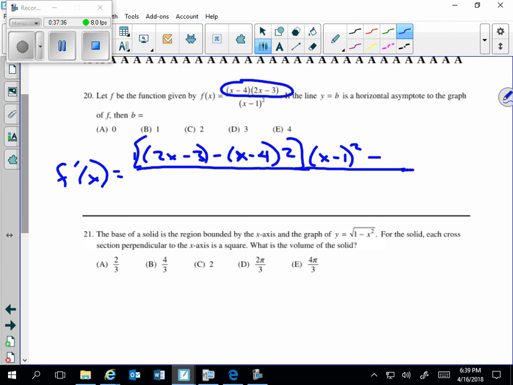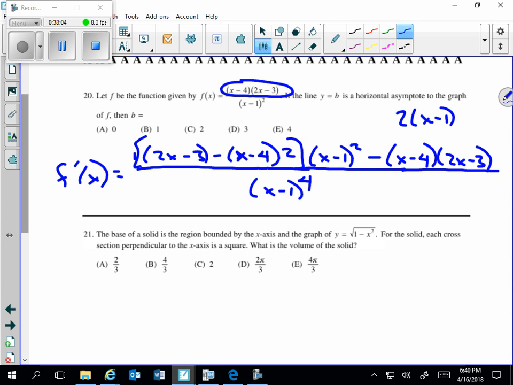Oh, this isn't any better. Minus the top. Holy cow. Times the derivative of the bottom. All over the bottom squared. Wow, they're not very nice. Holy cow. All right, let's work it out. So what do we got here?